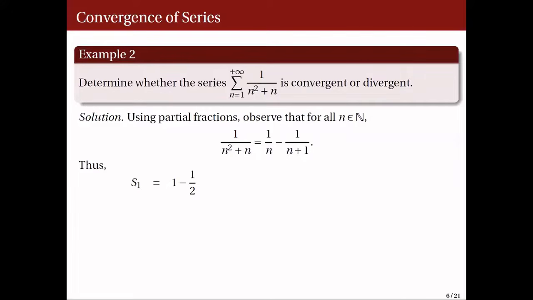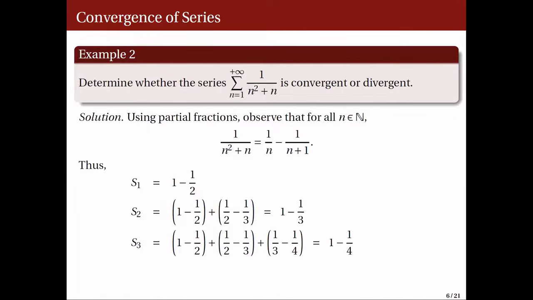Thus, s sub 1 is equal to the first term, which is 1 minus 1 half. S sub 2 is equal to the sum of the first two terms. We have 1 minus 1 half plus 1 half minus 1 third, and observe that negative 1 half and 1 half will cancel out, leaving us with 1 minus 1 third.